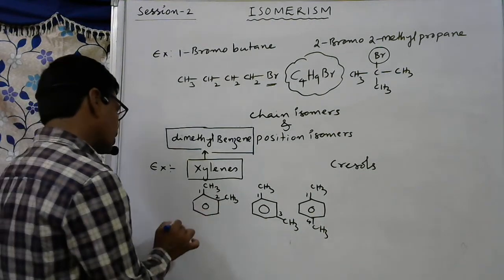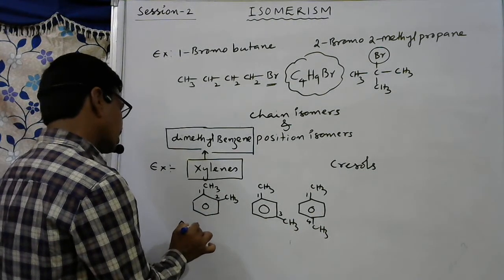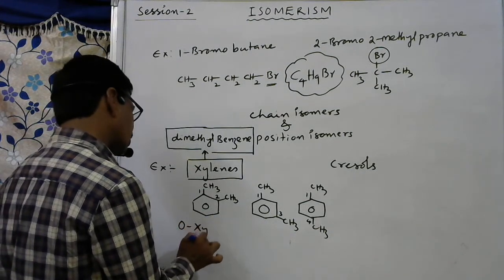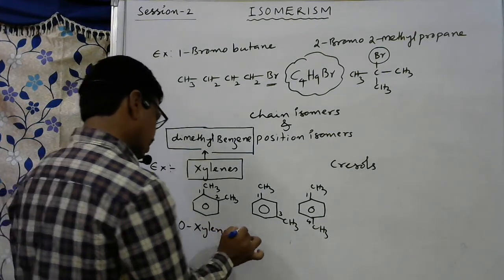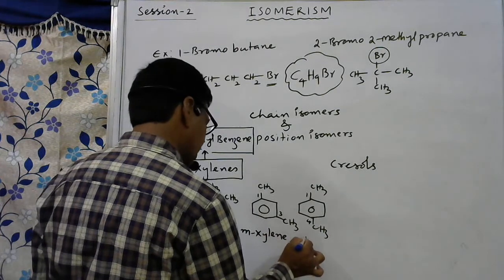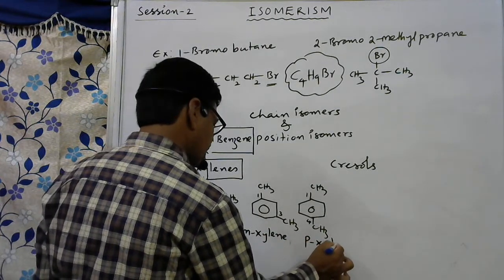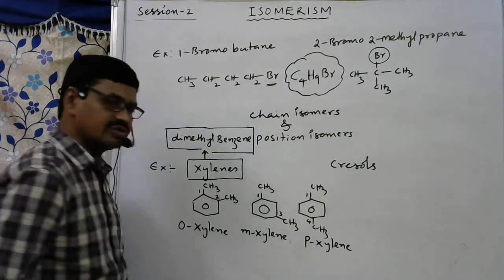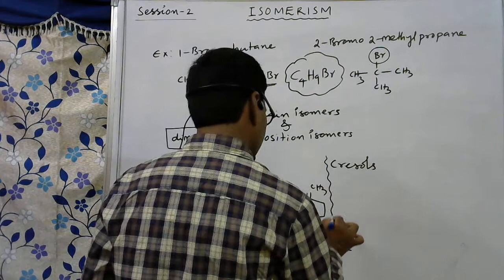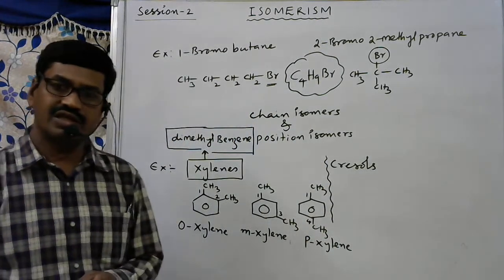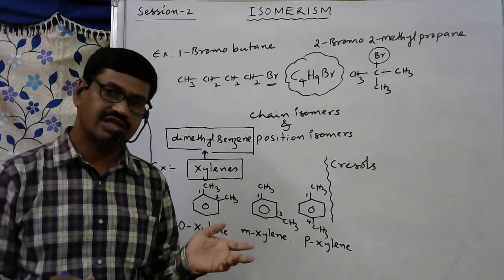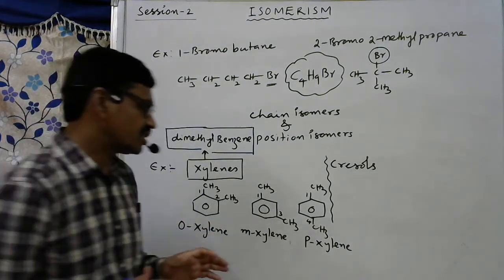Otherwise the 1,2 position is called ortho: o-xylene, meaning orthoxylene. Then metaxylene. This is paraxylene. These three are position isomers only. There is a change in the position of alkyl groups. Similarly, we have cresols. Cresols means what? Methyl and OH, phenols. Methyl phenols are nothing but cresols.